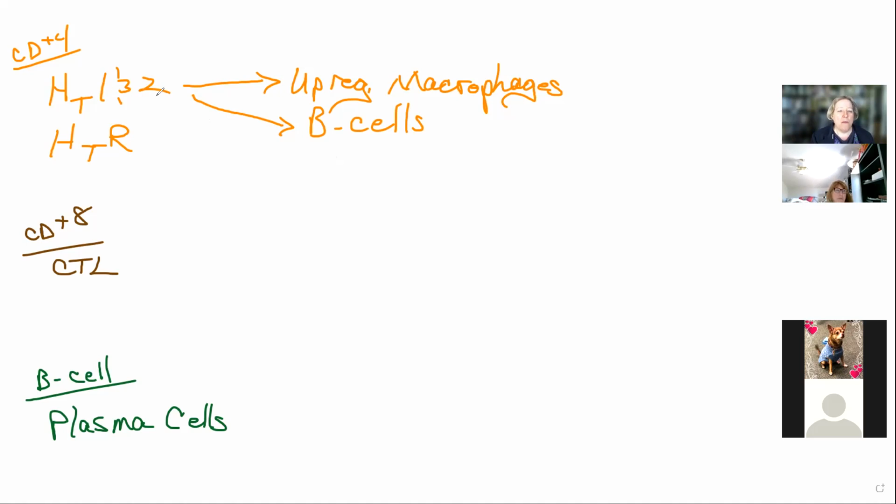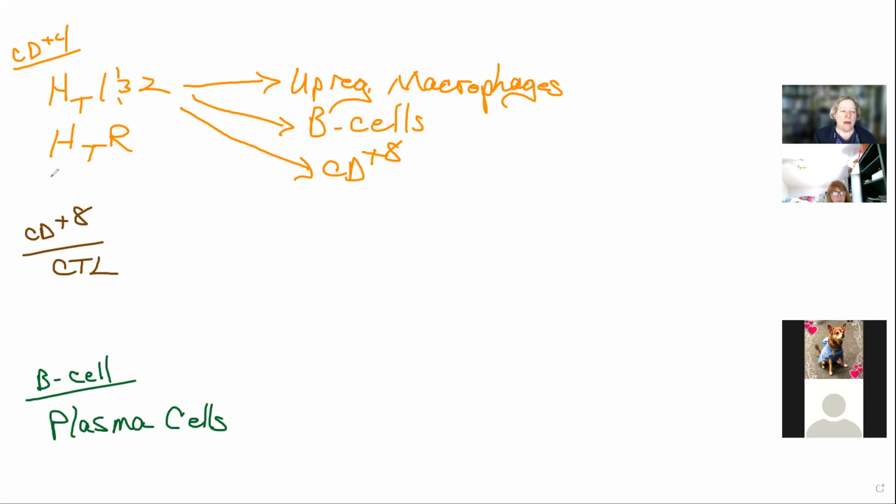They also go talk to the CTLs. They go talk to the CD8 cells. So basically, they go around and they chat and verify the rumor that's going around that this particular epitope is out there.